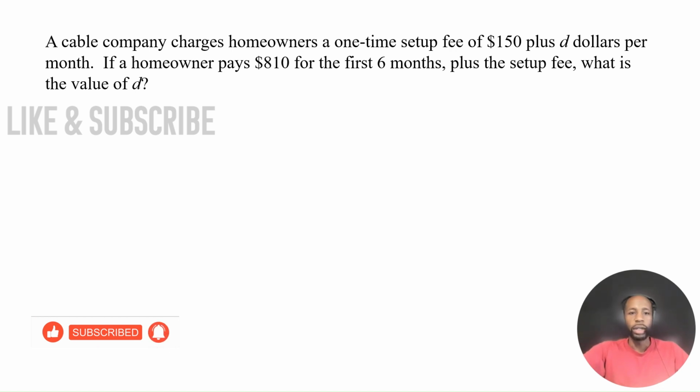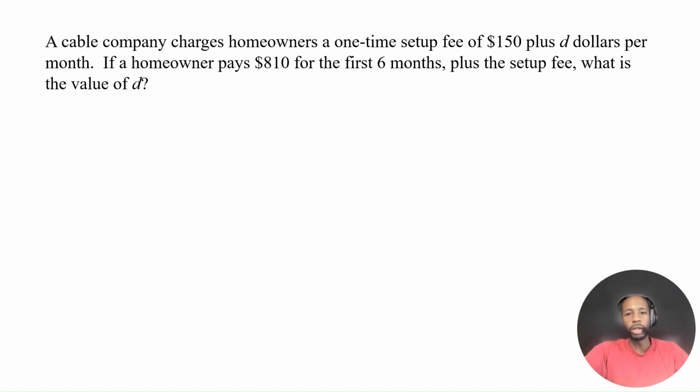It says a cable company charges homeowners a one-time setup fee of $150 plus D dollars per month. If a homeowner pays $810 for the first 6 months plus the setup fee, what is the value of D? So we need to read this problem and set up an equation based on what it says.